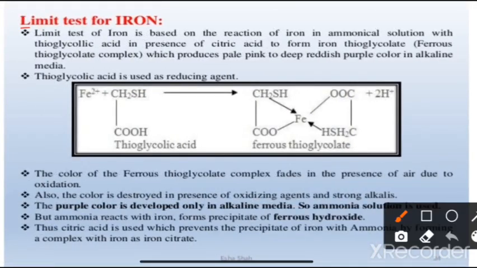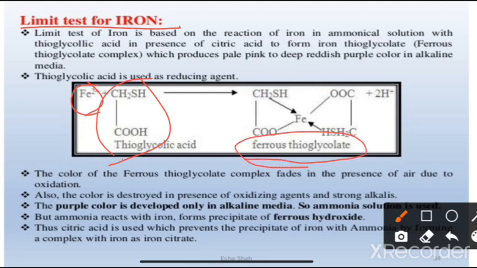In the principle of limit test of iron, the iron reacts with thioglycolic acid to form the purple color complex of ferrous thioglycolate. This reaction is carried out in the presence of ammonia or citric acid. The citric acid helps to prevent the reaction of other metals like copper and lead with thioglycolic acid, which can form a purple color complex similar to the iron with thioglycolic acid.